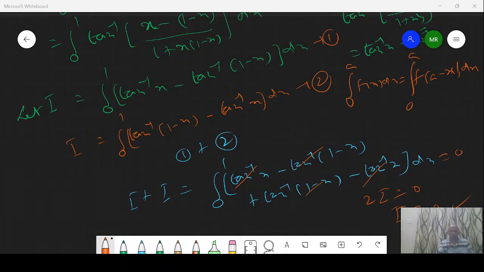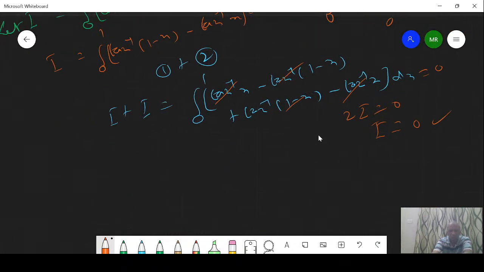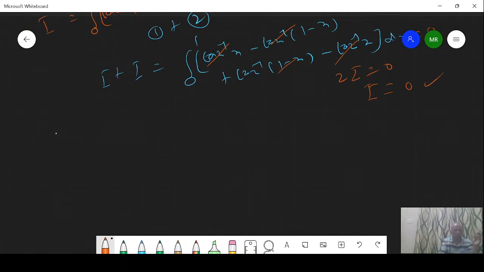Next, another one. I can discuss another problem now. Right, integral x cube by root of 1 plus x square dx. So this is a problem.